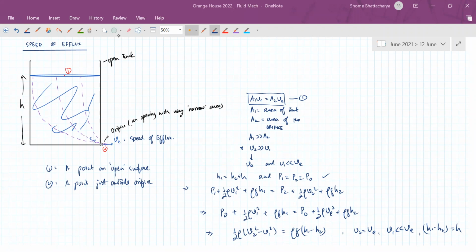Is it clear? Yes, sir, yes. So we need not substitute individual values of H1 and H2. We can just substitute the H1 minus H2. Height difference is H, right? Yes.